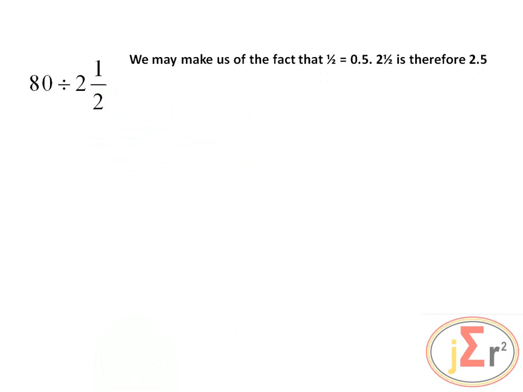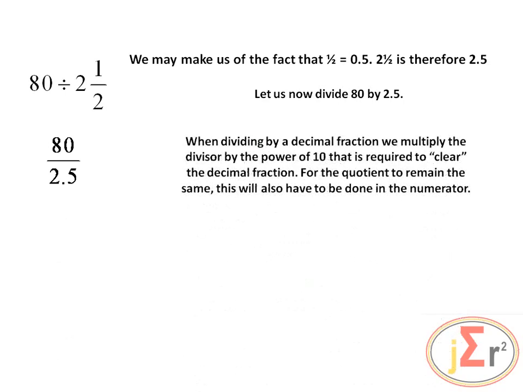We may make use of the fact that a half is equal to 0.5. So 2.5 is therefore 2.5. Let us now divide 80 by 2.5. 80 over 2.5. This is how we used to do it in primary school.